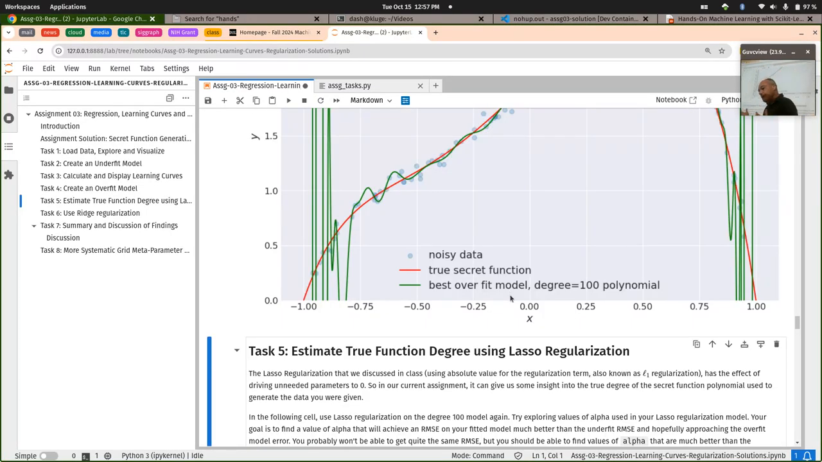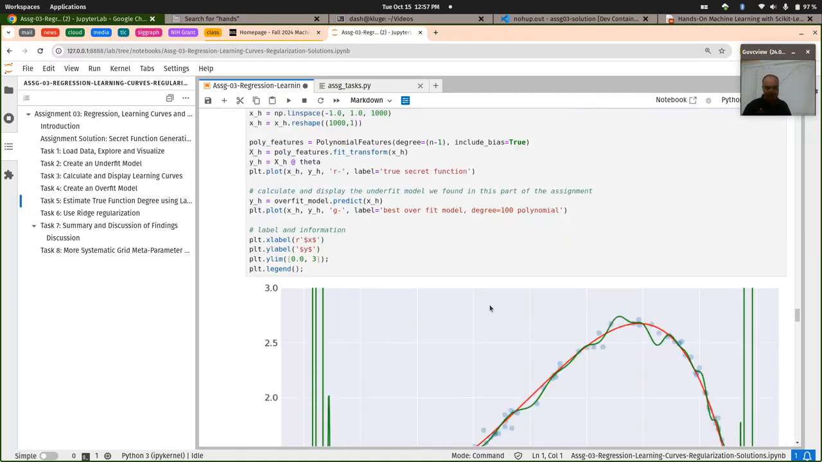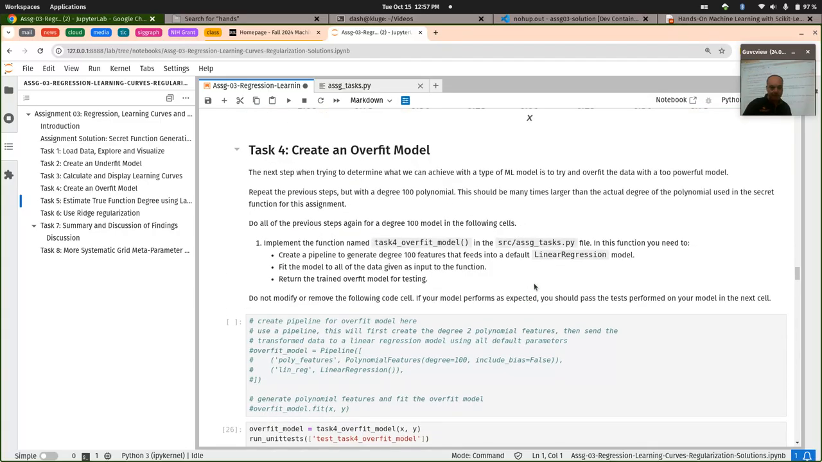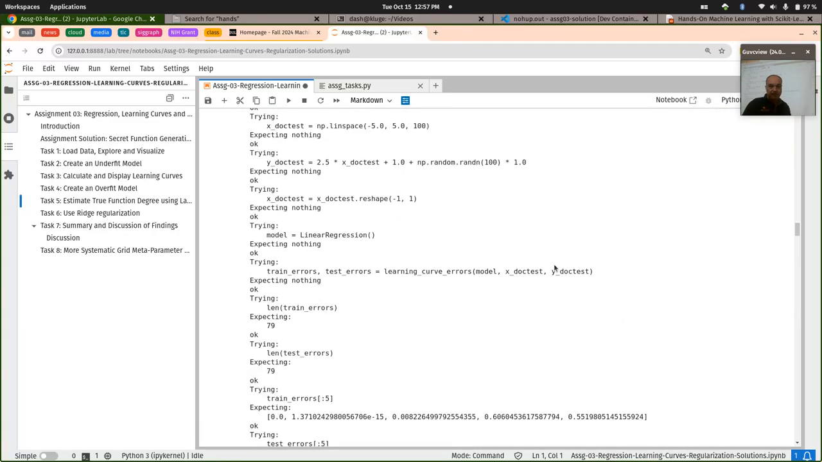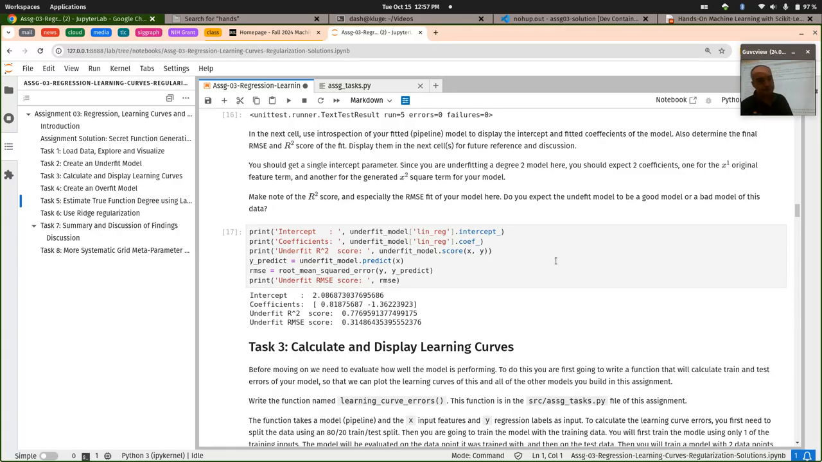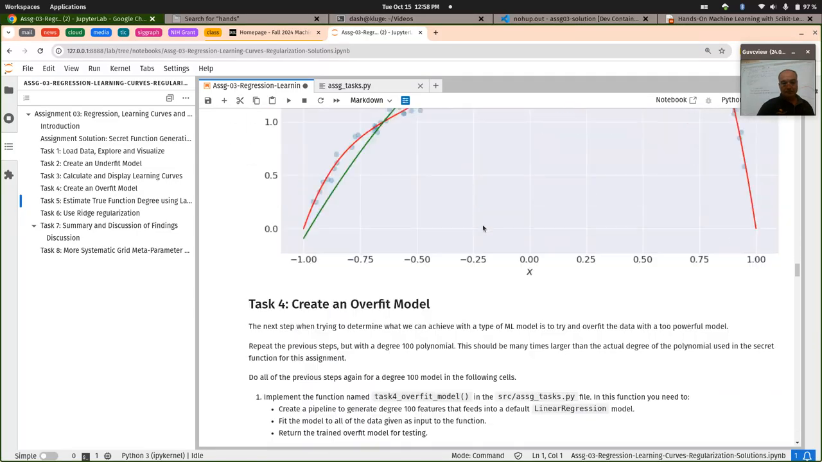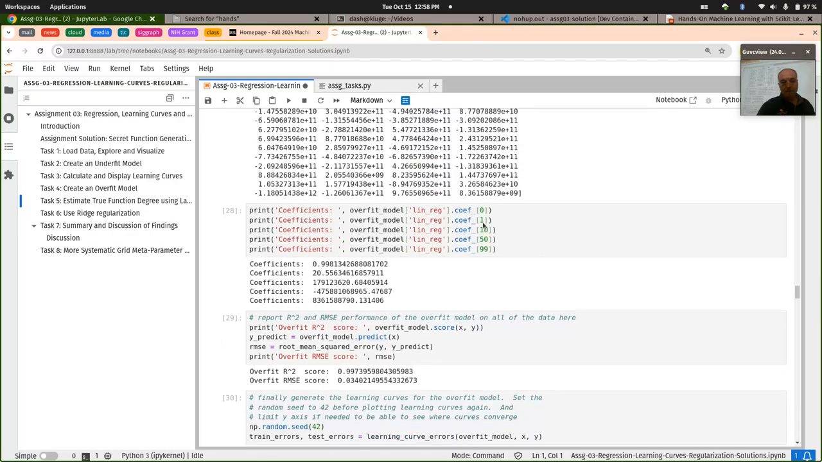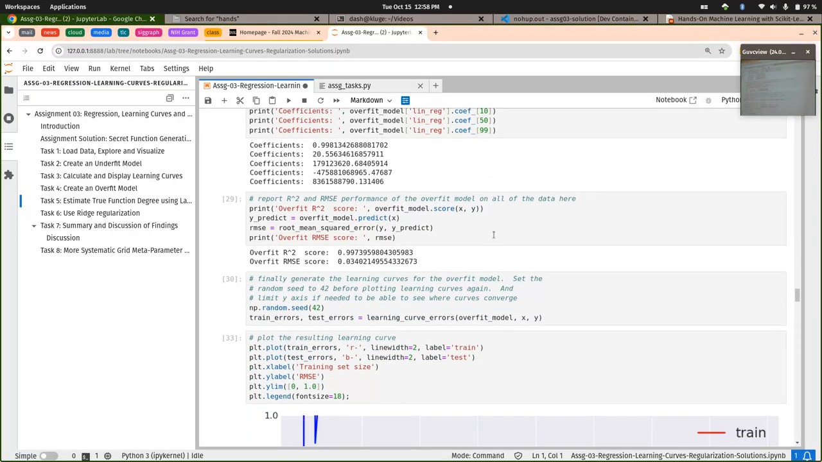All right, so that was the underfit and the overfit. I should have maybe written down some things. For example, for my underfit model, I end up with an RMSE fitness function of about 0.31, an R squared of 0.77, and it went down to a very small 0.03 for the overfit model.